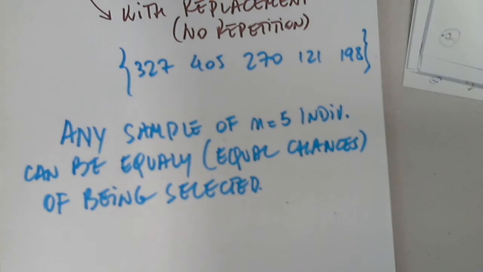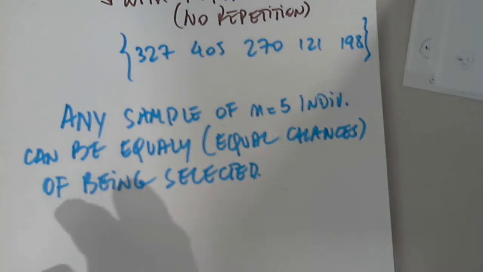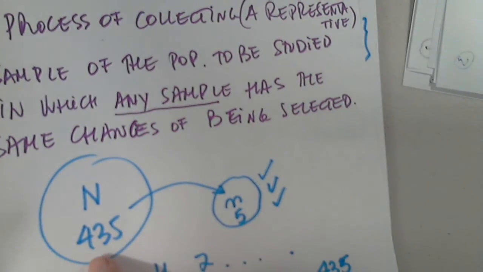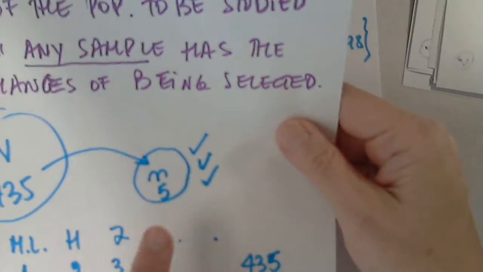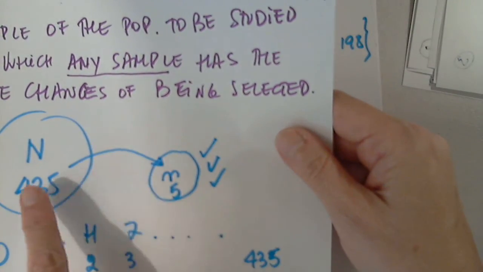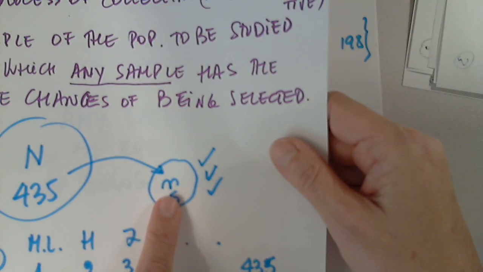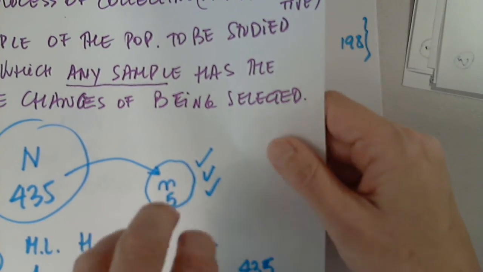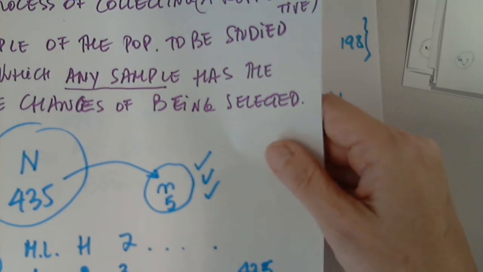And the simple random sample is a good sample representative of the population that we are studying. Here the population we are studying has 435 individuals. And this sample is a good representative sample, it was randomly selected, has equal chances of being selected. Any 5 from here have equal chances of being selected in the sample.